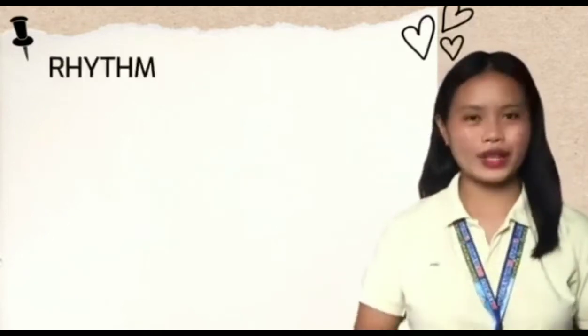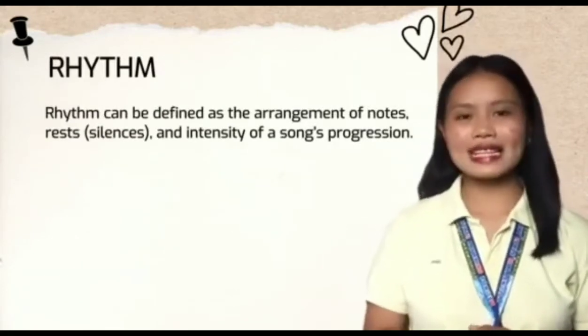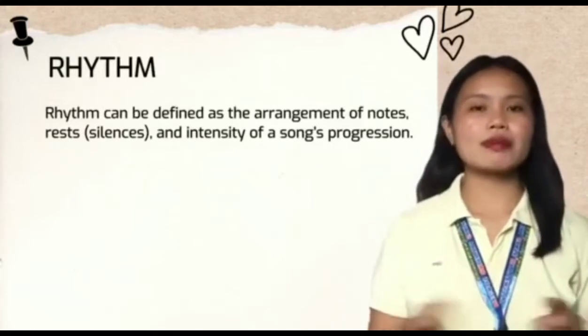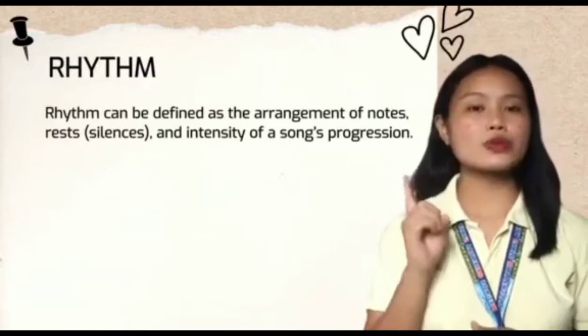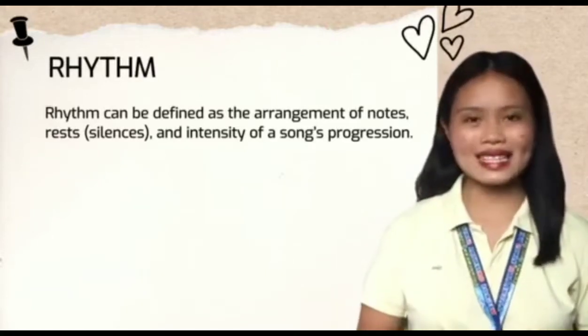First up is rhythm. Rhythm can be defined as the arrangement of notes, rest or silences, and intensity of a song's progression. Musical rhythm is about the repetition or reoccurrence of notes and rest in time, as well as how long and with what intensity these notes and silences are played.